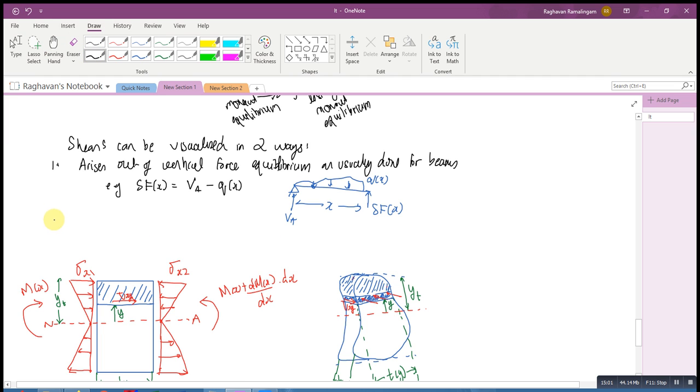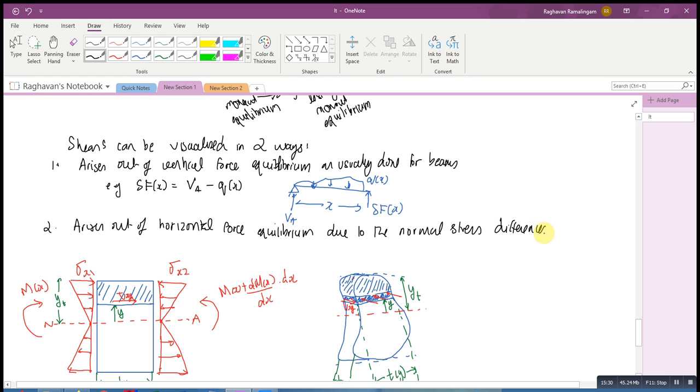And of course, the second way of visualizing shear forces arises out of horizontal force equilibrium due to the normal stress differences at either side of a segment. So basically, this is what was discussed above.